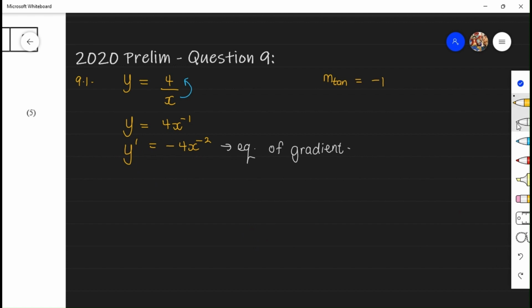Keep in mind that the derivative represents the gradient. So whether you write it as f prime or y prime or dy/dx, it's basically a different representation of stating the gradient. So we now know that that negative 1 is our gradient. So y prime represents our gradient. So we can substitute negative 1 in place of y prime.